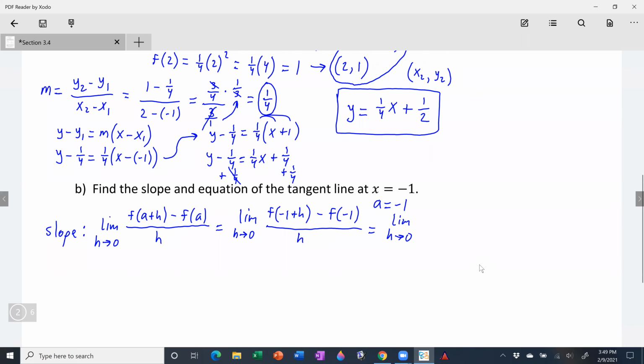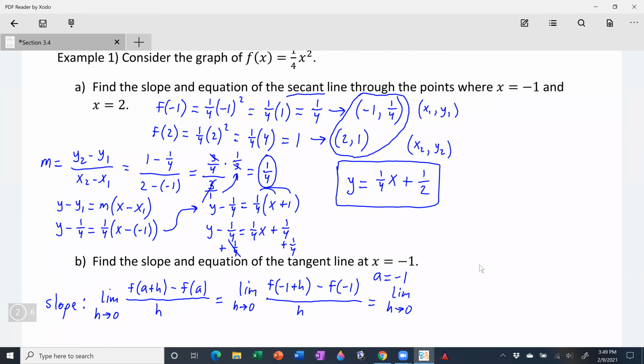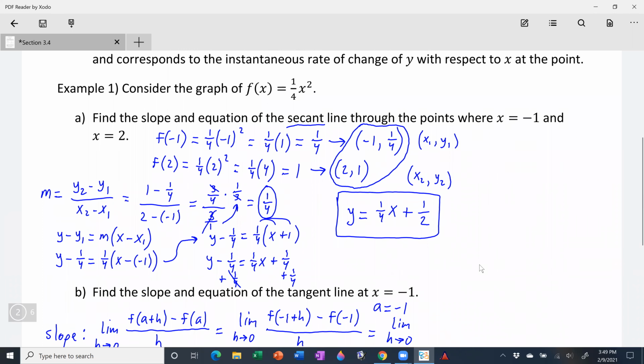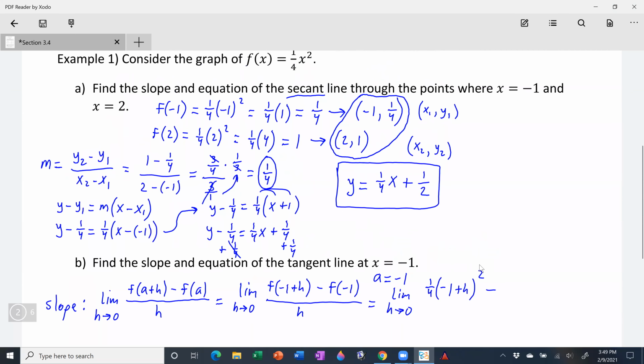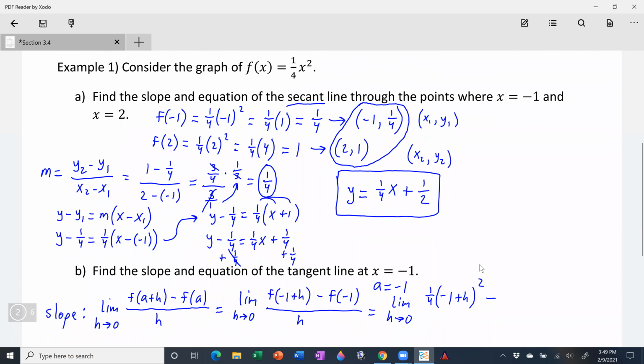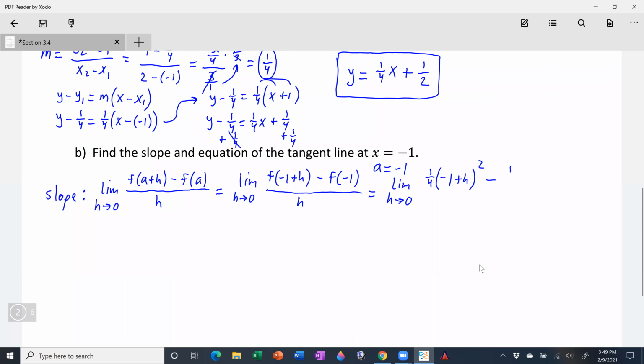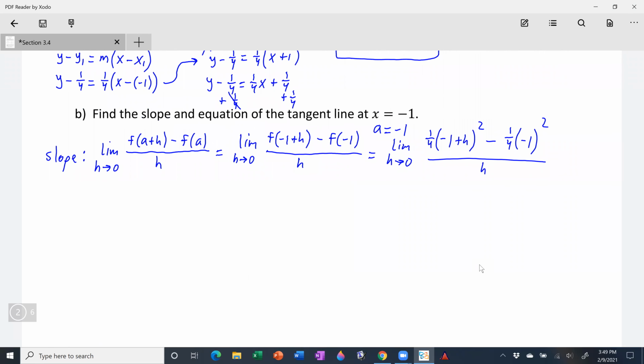Okay, now f of -1 plus h. So that's the whole input. So 1/4 times input squared: 1/4 times -1 plus h squared, minus f of -1. So the -1 is the input. It's got to be the whole function again, 1/4 times -1 squared, all over h. Okay, so as we've seen, these take a little bit of work to simplify, so let's keep going.